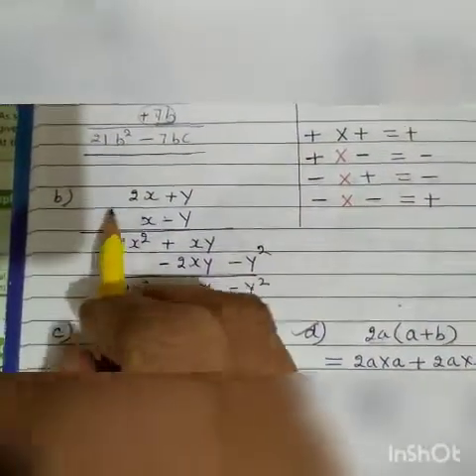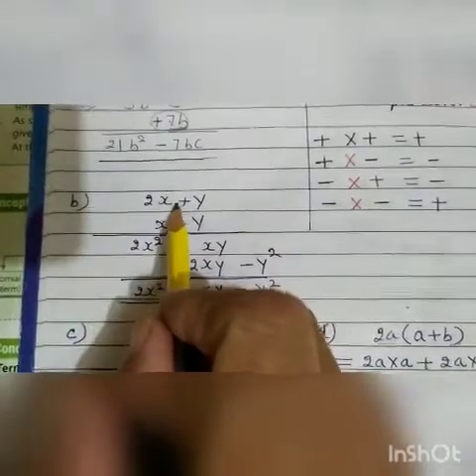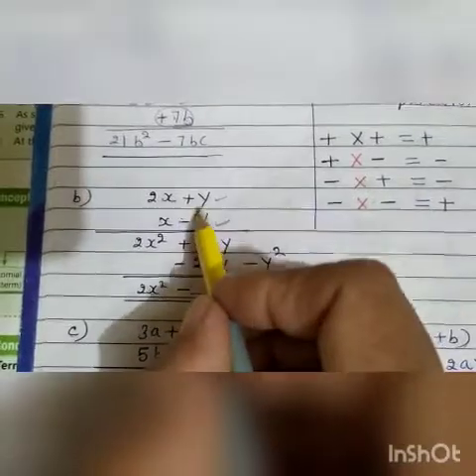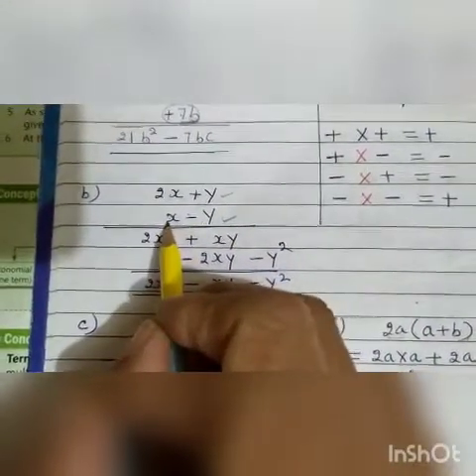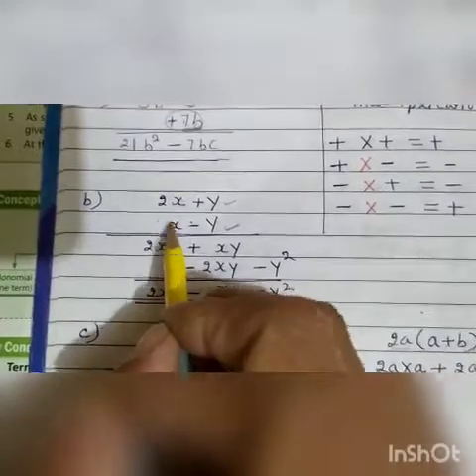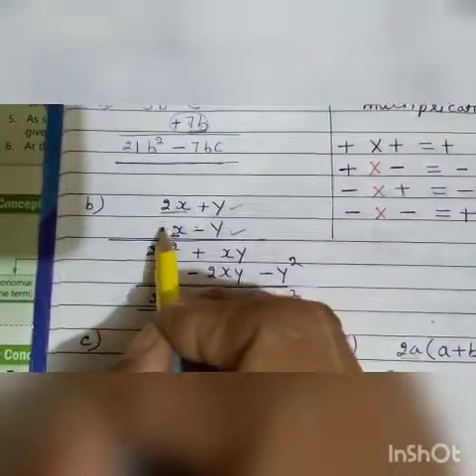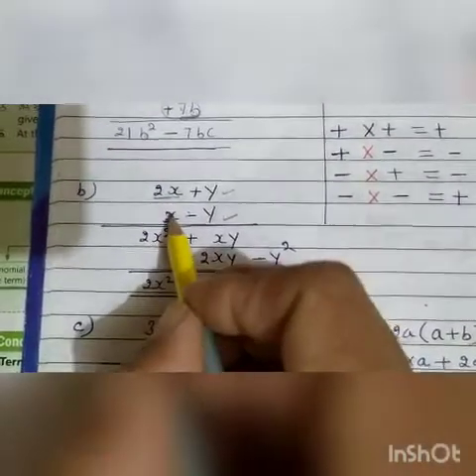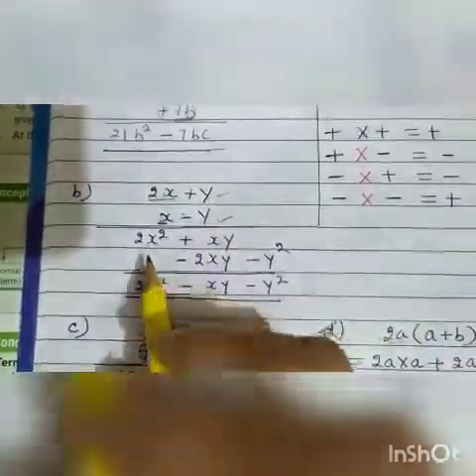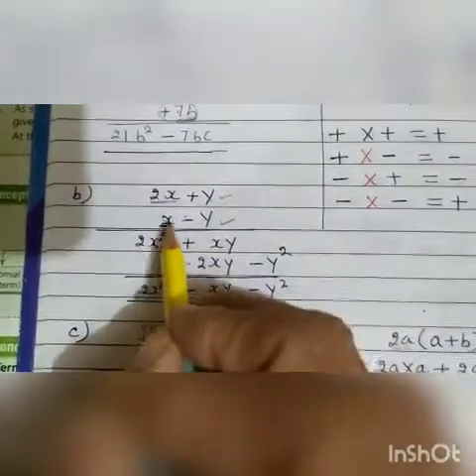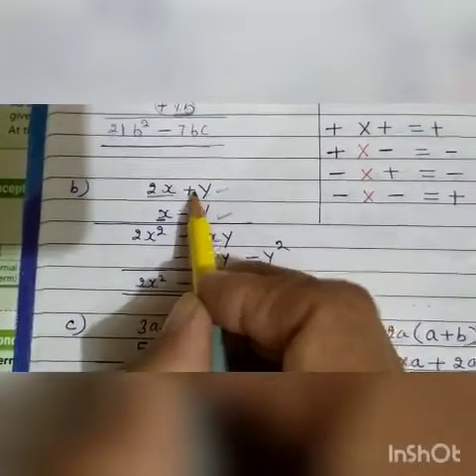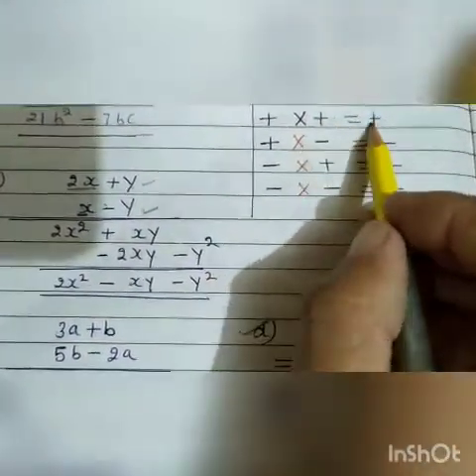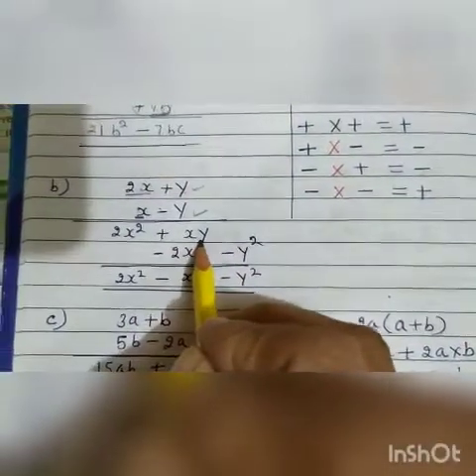Now come to B part. Here we have to multiply 2x plus y, x minus y. This is a binomial, this is also a binomial, and this is the column method. So we will start from the left side. This x first multiply by this 2x. 2 times 1 is 2, x multiply x, x square. 2x square. Now this x multiply by this y. x multiply y is xy. Here the sign of x is plus and the sign of y is also plus. So when we multiply two positive terms, we get plus. So it is plus xy.